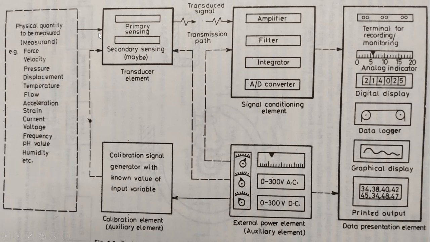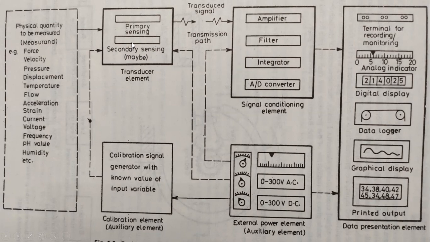Now this measurand is given to the primary sensing element. We can also have a secondary sensing element. If the output of the primary sensing element cannot be directly given to the signal conditioning, then we go for a secondary sensing element. Then after this, the signal is given to the signal conditioning element.